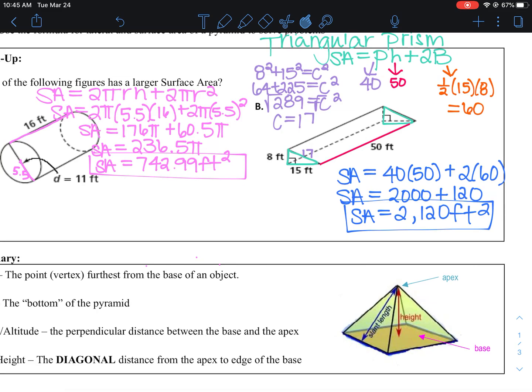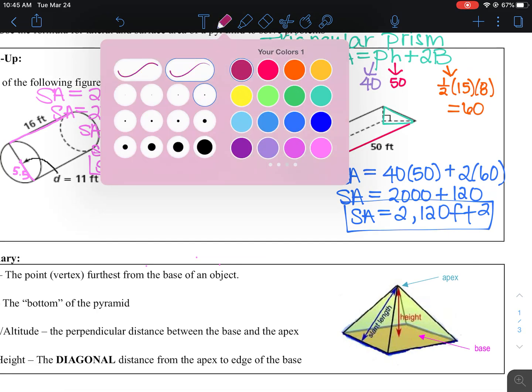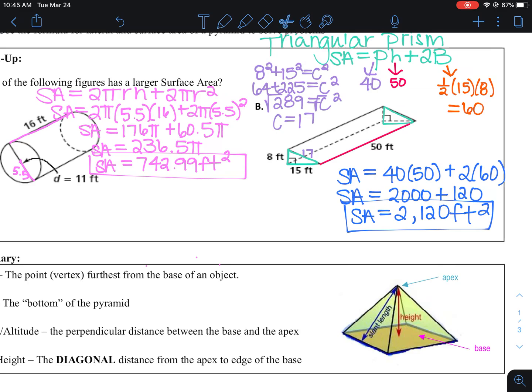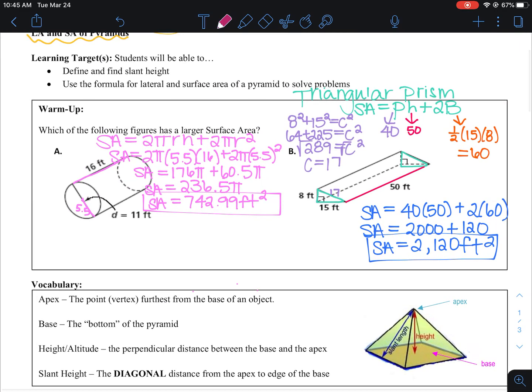Okay, so we can see which one had the bigger surface area. Clearly, the triangular prism did. So I'm just going to circle it like this. Which of the following has the larger surface area? The triangular prism, right? Because that one had 2,120, the other one only had 742.99.